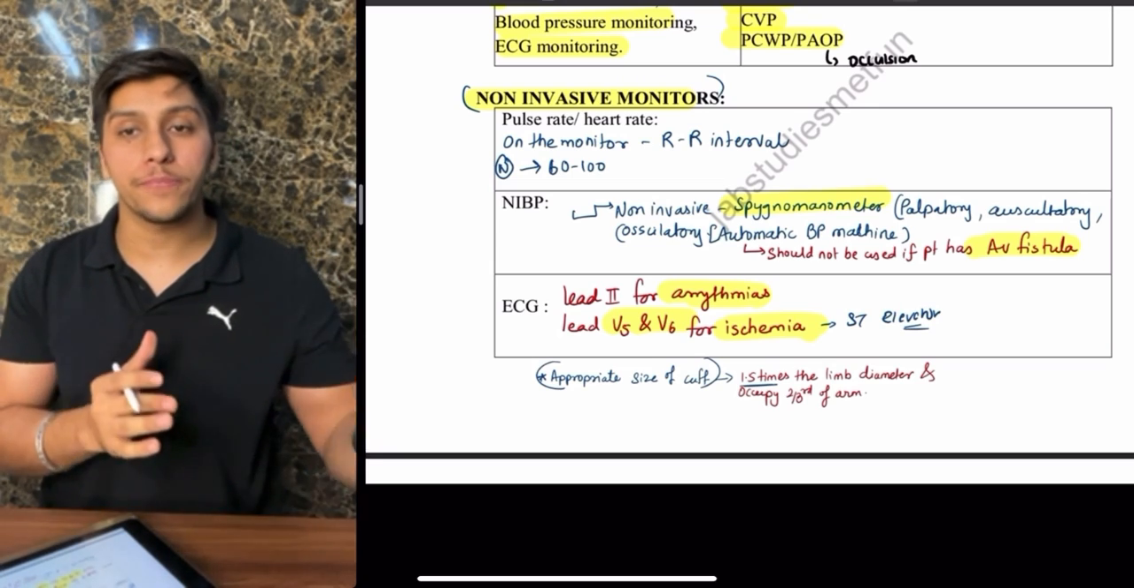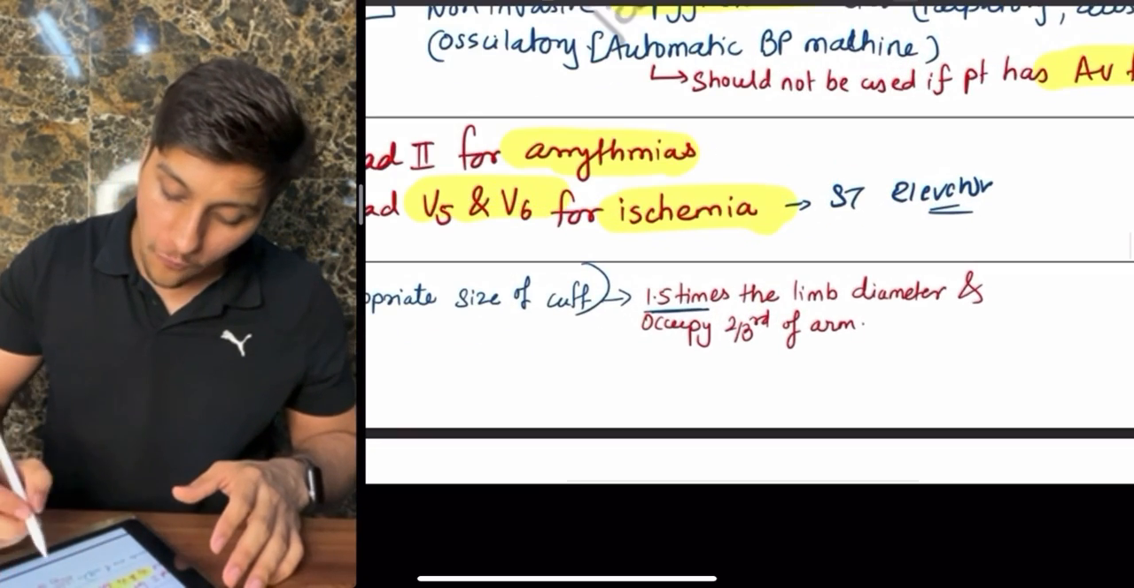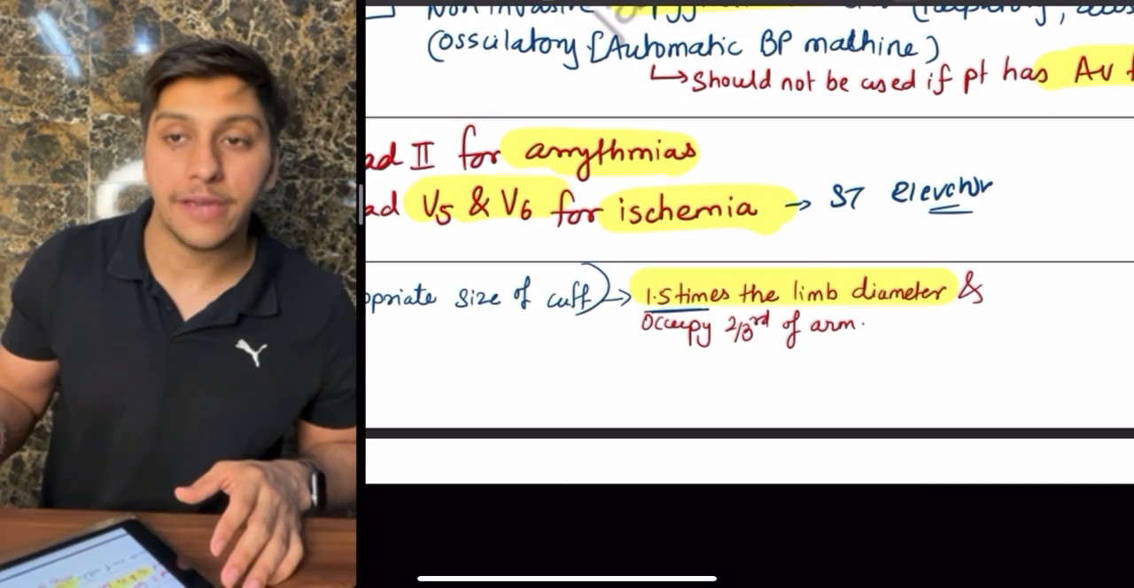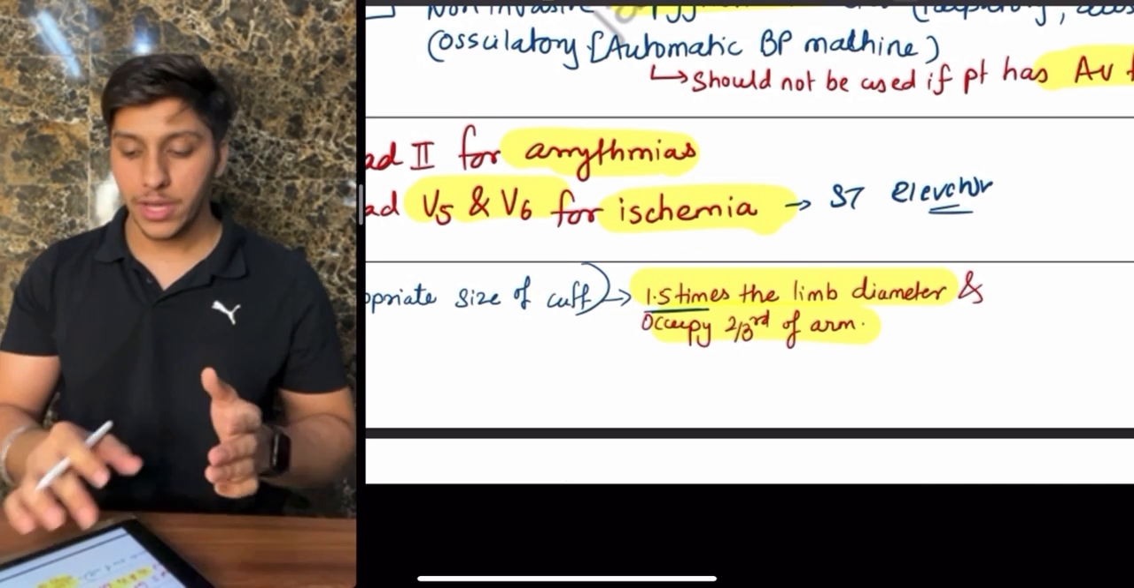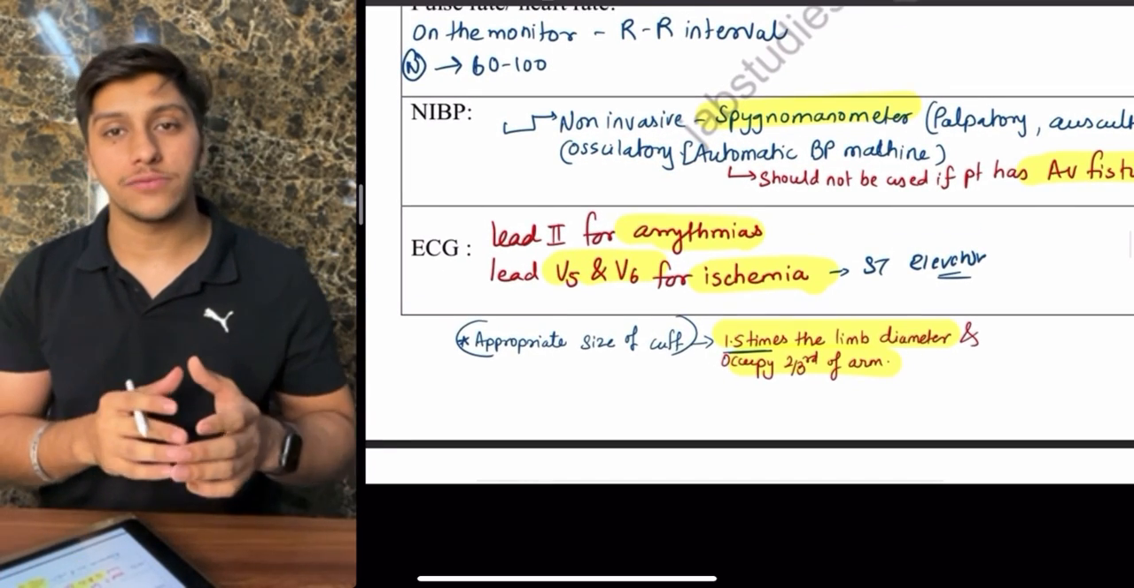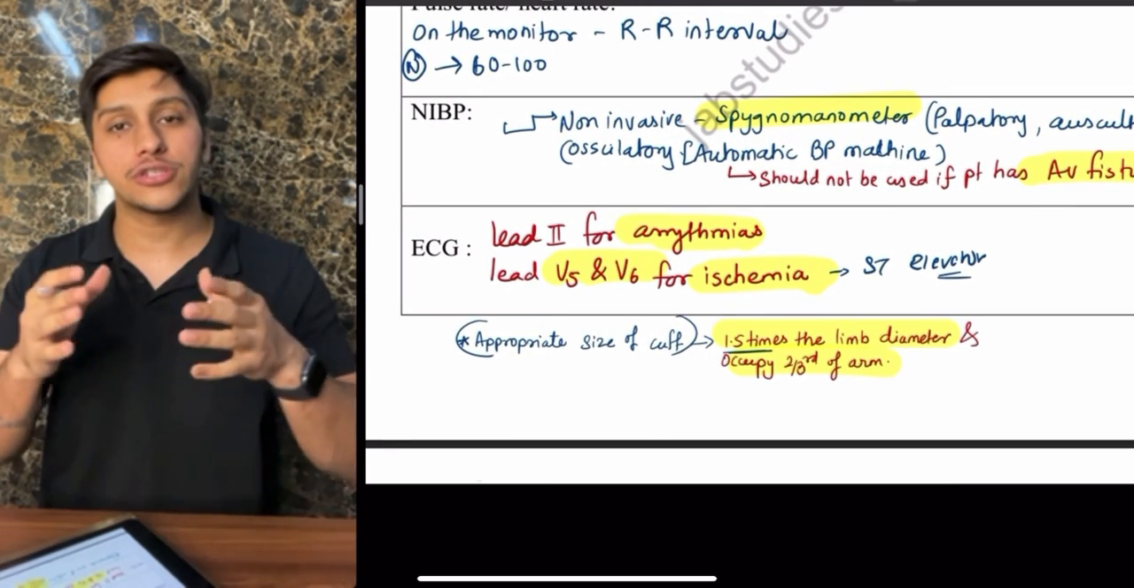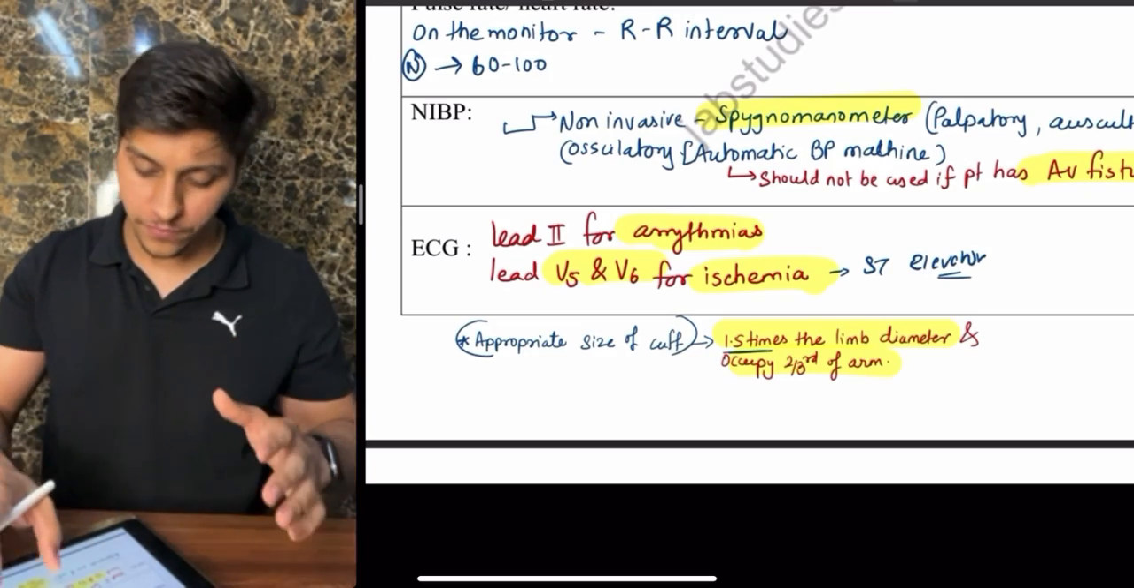What is the appropriate size of a cuff? You need to know this: 1.5 times the limb diameter, and it should occupy at least two-thirds of the entire arm. Remember, if the cuff size is too tight, the blood pressure can be falsely high. If it is too loose, it can be falsely low.